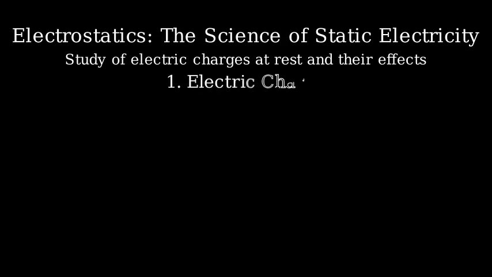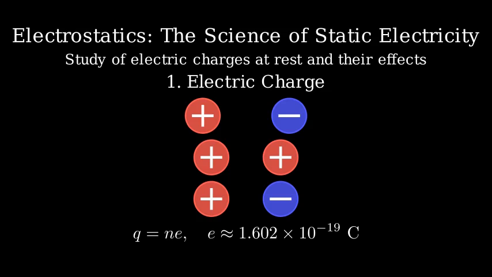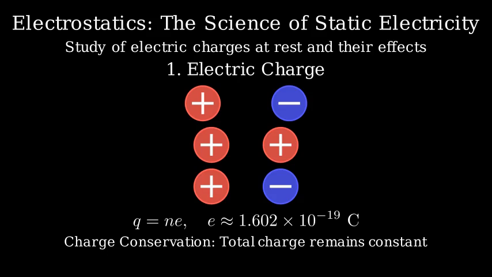Let's start with the fundamental concept: electric charge. There are two types of electric charges in nature: positive and negative. Like charges repel each other, while opposite charges attract. Charge is quantized, meaning it comes in discrete amounts that are multiples of the elementary charge e, which is approximately 1.602 times 10 to the negative 19 coulombs. And charge is conserved. The total charge in an isolated system remains constant. Charges can move around or redistribute, but the net amount doesn't change.